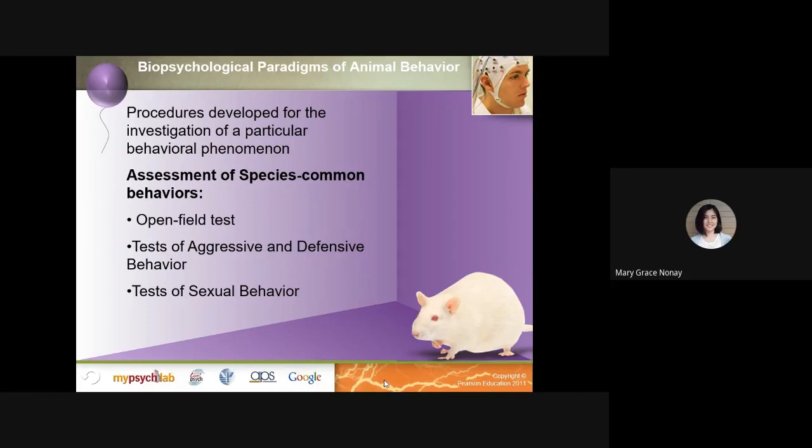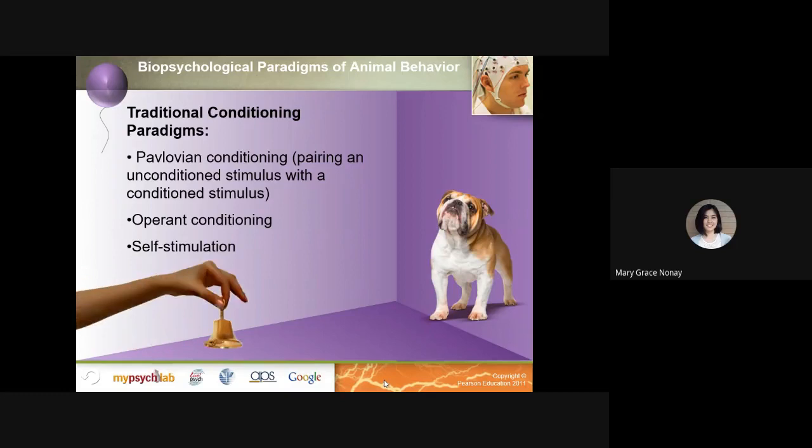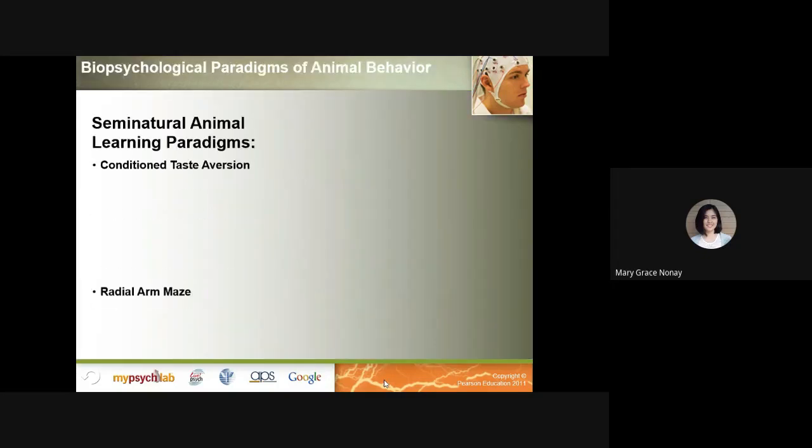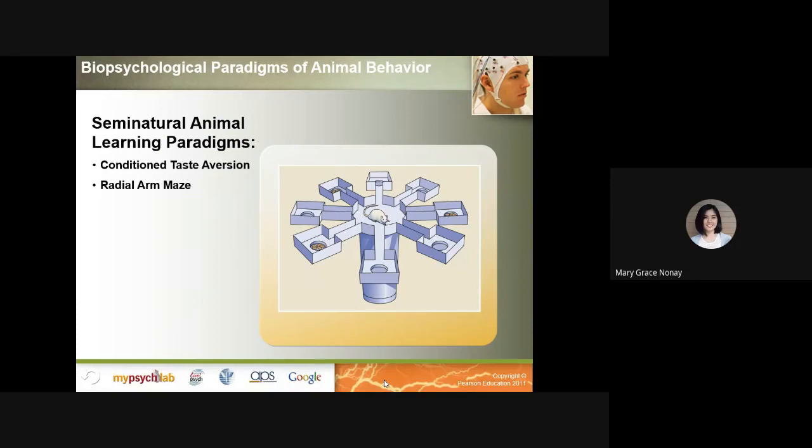So we have open field tests, tests for aggressive and defensive behavior or sexual behavior, just like what I showed last time, the Coolidge effect. Then traditional conditioning, of course, the Pavlovian, we already know about that. Operant conditioning, self-stimulation. Conditioned taste aversion, okay? Other learning paradigms include the radial arm maze, which is more on spatial learning, and the Morris water maze, and the conditioned defensive burying.